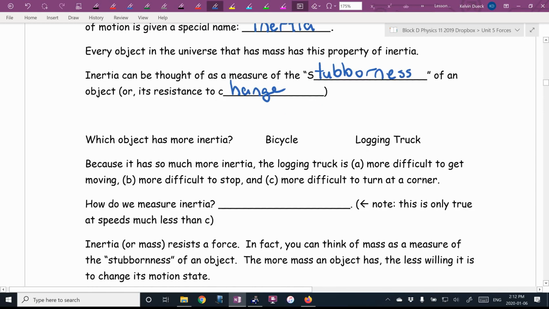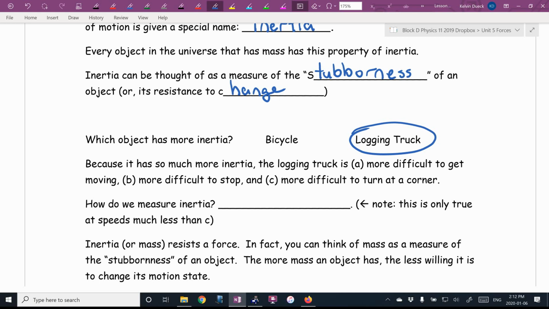Which object has more inertia, a bicycle or a logging truck? Be obvious. Isabella, which object has more inertia, a bicycle or a logging truck? Be obvious. Logging truck, yeah. And because it has so much more inertia, there's three consequences to that. It's more difficult to get moving because it wants to stay at rest. Once it's moving, it's more difficult to stop because it wants to keep going in a straight line at a steady speed. And it's more difficult to turn at a corner because acceleration can also change your direction. It doesn't want to change its direction.